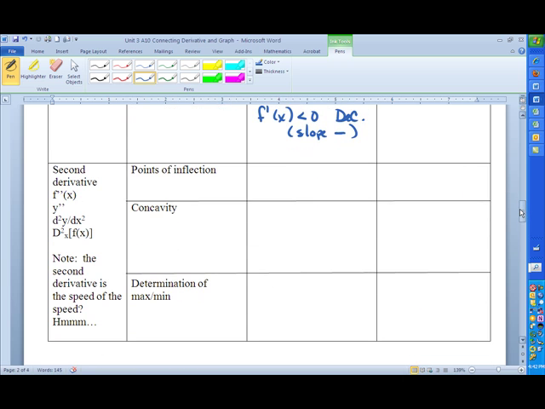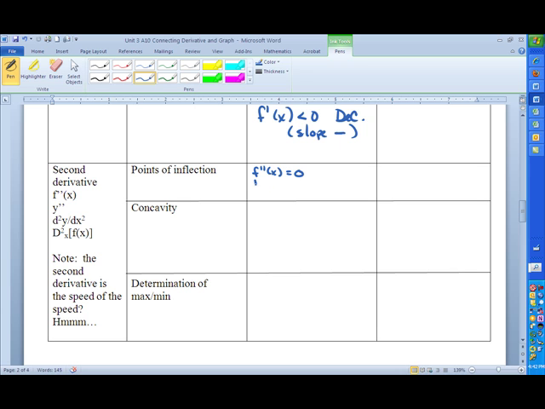And now the second derivative. The second derivative helps us determine if it's a point of inflection. If the second derivative is 0, that is an indication that the point that you located is a point of inflection. So the first thing you would do is find your critical points. Then you want to test, are those critical points points of inflection? You would check to see if the second derivative equals 0.